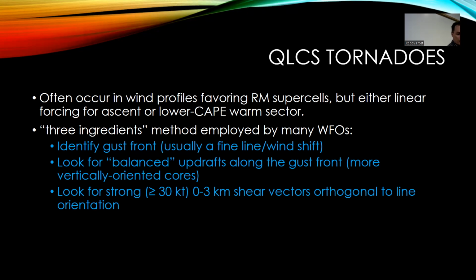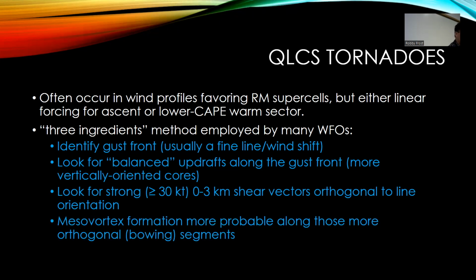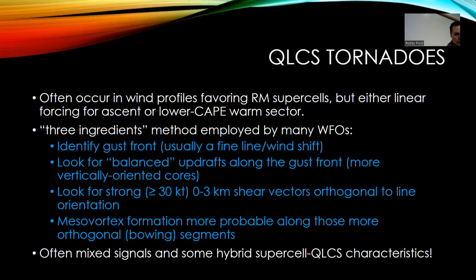Does anyone know what kind of frontal flow that would be called, from the cool side to the warm side like that, or a shear? The opposite is anafrontal. So what is that? Catafrontal. So you're looking for a catafrontal type shear profile, and you get mesovortex formation along and generally left of these balanced segments of the QLCS.